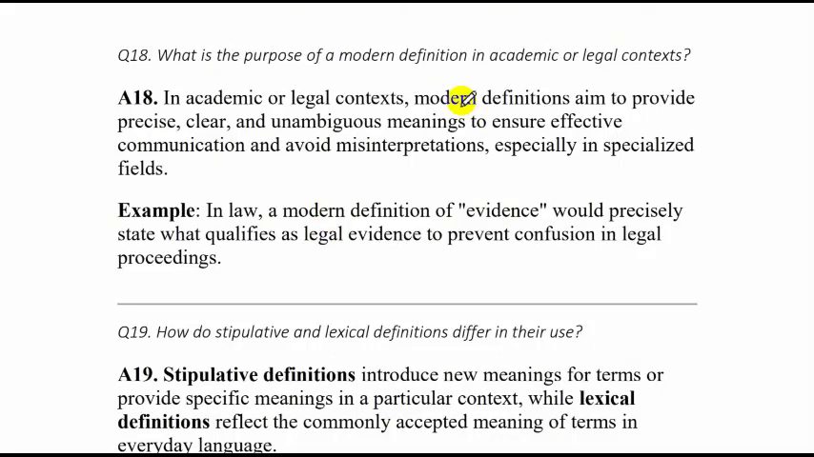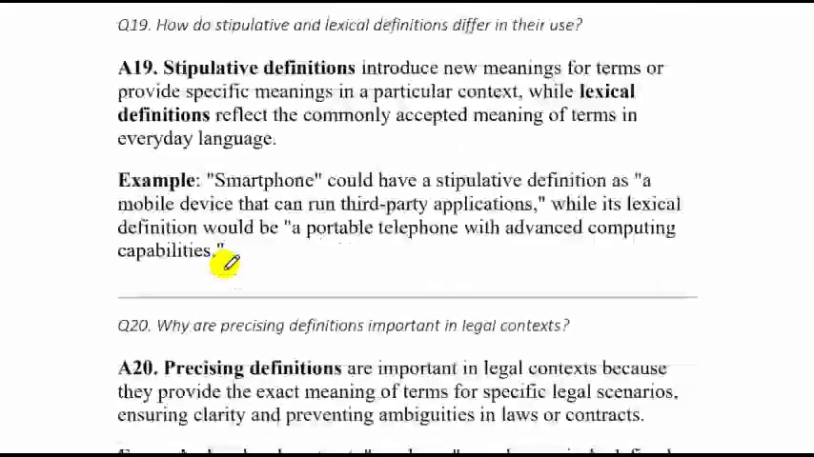What is the purpose of a modern definition in academic or legal context? In academic or legal contexts, modern definitions aim to provide precise, clear, and unambiguous meanings to ensure effective communication and avoid misinterpretations, especially in specialized fields. In law, for example, a modern definition of evidence would precisely state what qualifies as legal evidence to prevent confusion in legal proceedings.